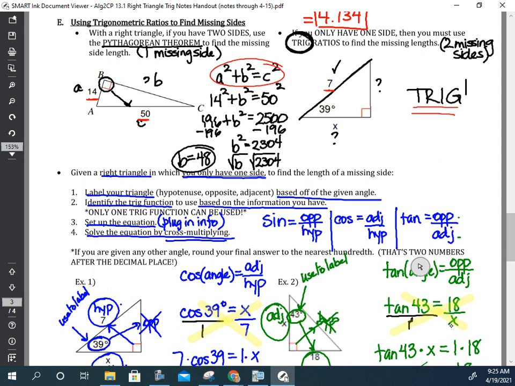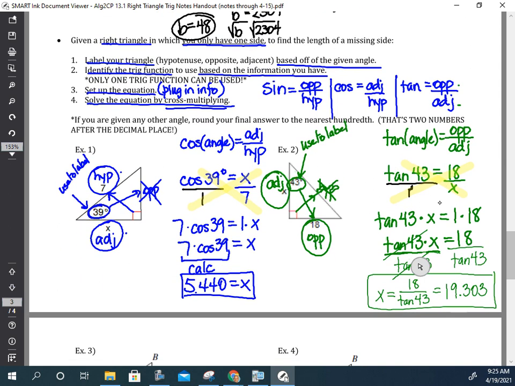So to use trig to solve a right triangle, first you label your triangle: opposite, adjacent, hypotenuse. You use the angle that they gave you to label the triangle. Then you identify the trig function based on the information that you have.